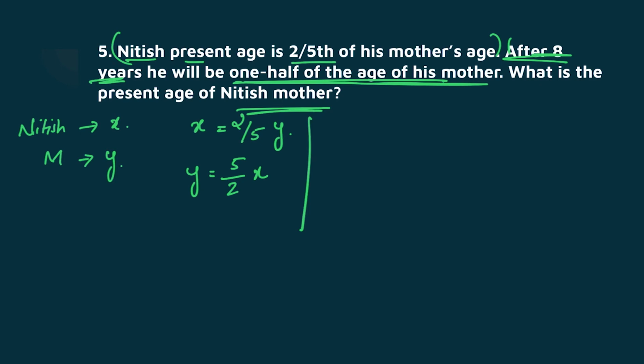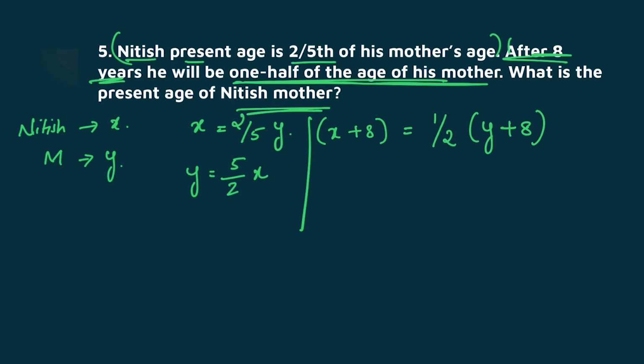So after 8 years he will be 1/2 of the age of his mother. That is, after 8 years means you have to add 8. x plus 8. After 8 years Nitish will be 1/2 of the age of his mother, y. His mother's age is also 8 years later. That's why you have to add plus 8.